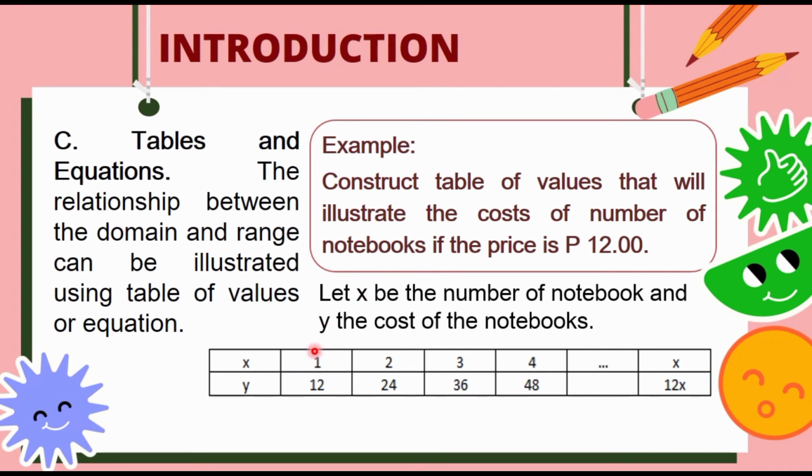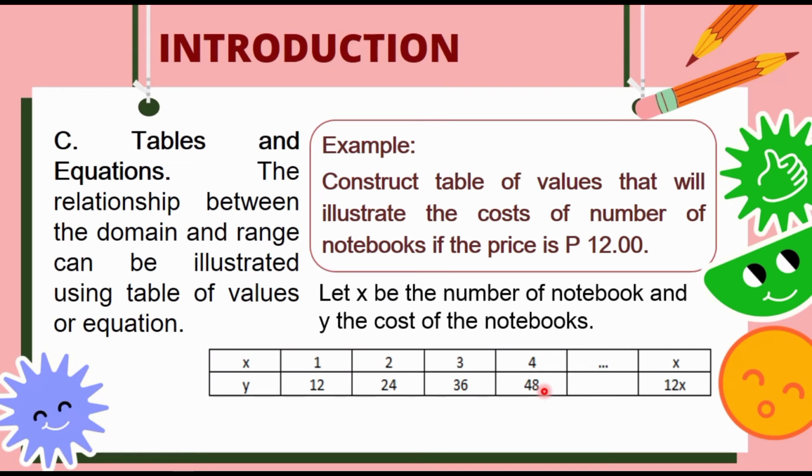Now, each notebook costs 12 pesos. Meaning to say, kung isa lang yung notebook natin, 12 pesos yung ating price. That is our Y, because Y is the cost of our notebooks. And then, if the number of notebooks is 2, therefore, the total cost will be 24, because 2 times 12 is 24. Then 3, we have 3 times 12, we have 36. 4 times 12, we have 48. So on and so forth.